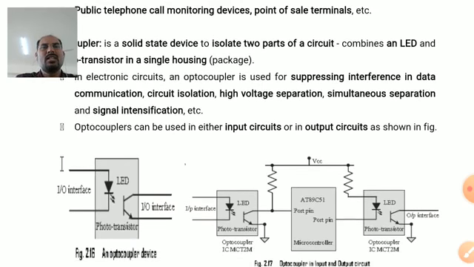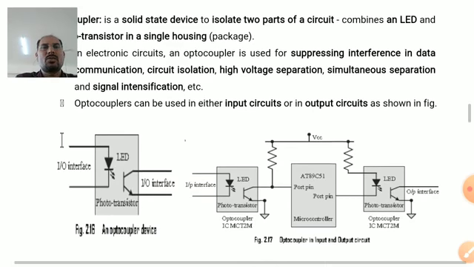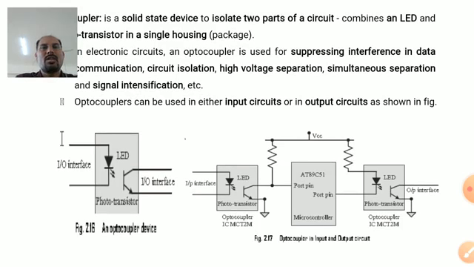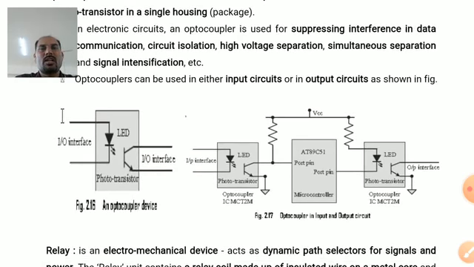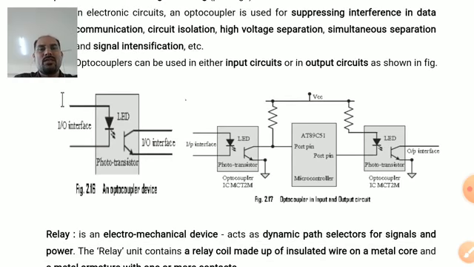In electronic circuits, it is used for suppressing interference in data communication, circuit isolation, high voltage suppression, signal intensification and so on. Optocouplers can be used in either input circuits or output circuits, as shown in the figure. Look at the first image, wherein on the left hand side I have an LED connected to the IO interface, meaning input or output interface, whereas the other side contains a phototransistor which is connected to the input or output interface.